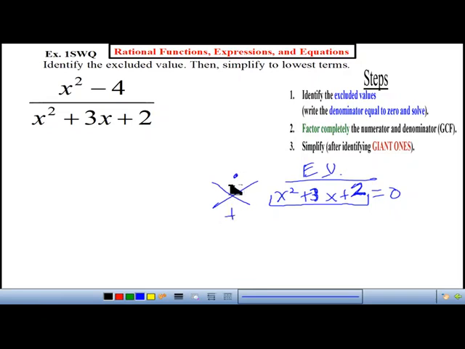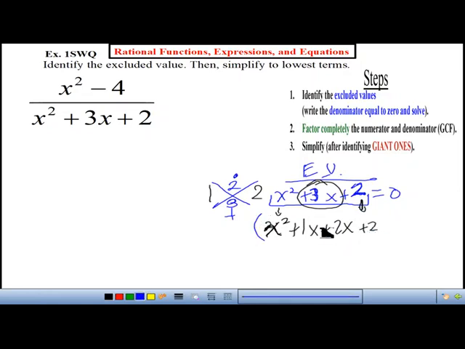What goes on top? 2. What goes on the bottom? 3. Factors of 2 that add up to 3: 1 times 2 and 1 plus 2. Okay, so therefore this is x squared, and then instead of 3x, we write 1x plus 2x, and then we bring down the plus 2.